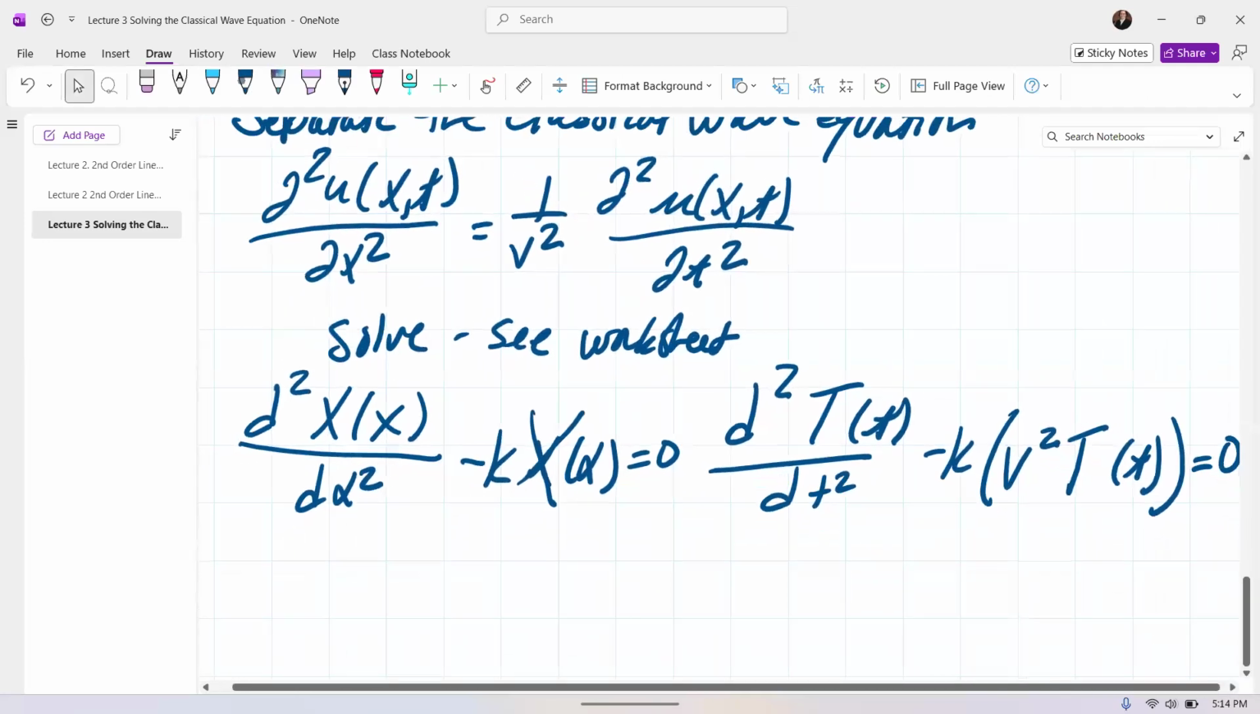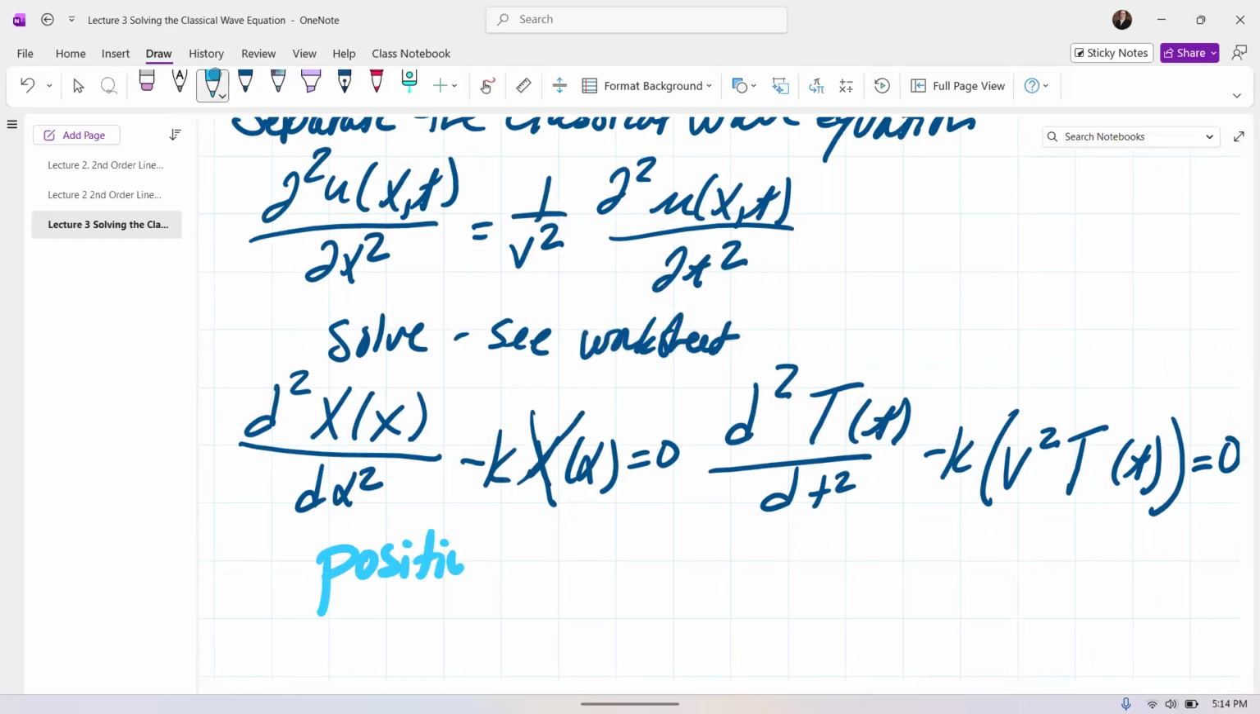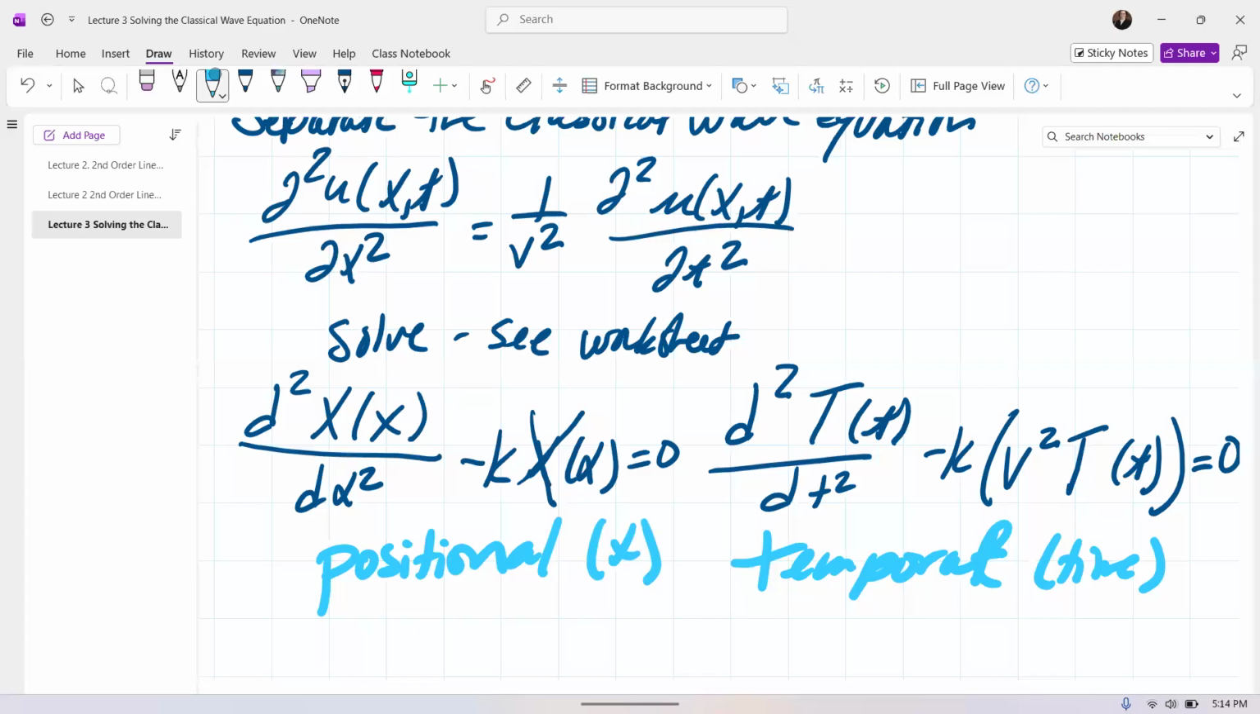Do you see that this over here is the x side? This is the position. So this is sometimes called the positional, and this is called temporal, because it's time, right? And this is position, x coordinates.